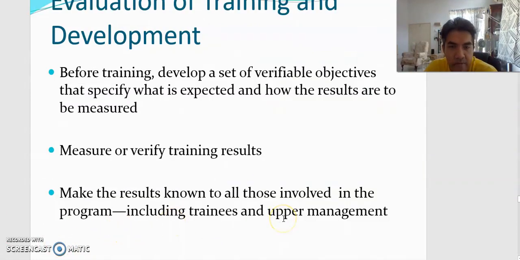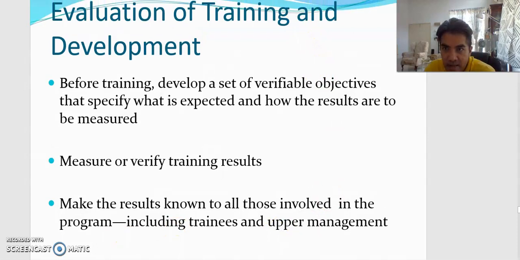And finally, before we end this particular section, this video, evaluation of training and development. We develop a set of verifiable objectives that specify what is expected and how the results are to be measured. So make the results known to all those involved in the program, including trainees and upper management. So I will end this video here, and we will continue with the remainder of the chapter.